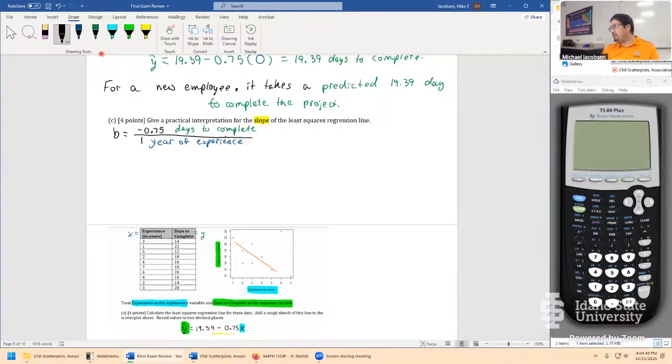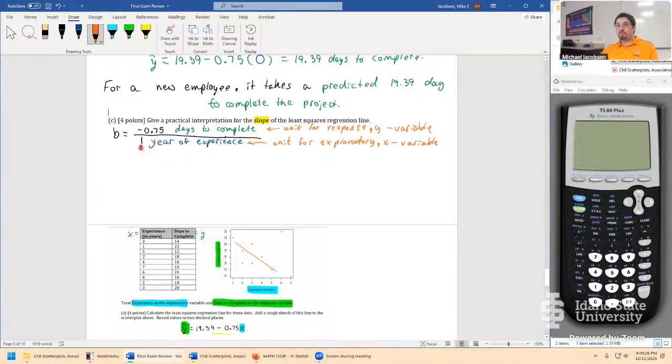So no matter how funky the data looks, no matter how weird the situation is, the unit that goes up above is always the unit for the response, the y variable. And the unit for the denominator is always the unit for the explanatory, x variable.